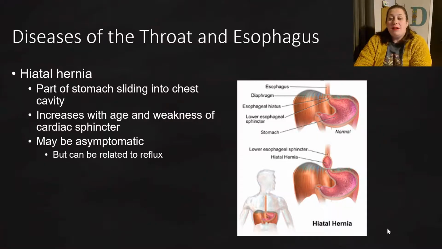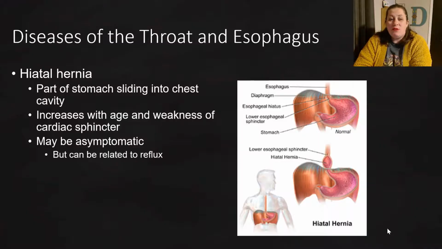The problem, though, is there is a hole that is present, and this is a natural hole where the esophagus can travel through. What happens with the hiatal hernia is the stomach starts to protrude and push through that natural opening, going into the chest cavity where it's not supposed to. Now, the chances of this happening increase with age, and this could be due to the weakness that happens with that cardiac sphincter, that is that connection between the esophagus and the stomach.